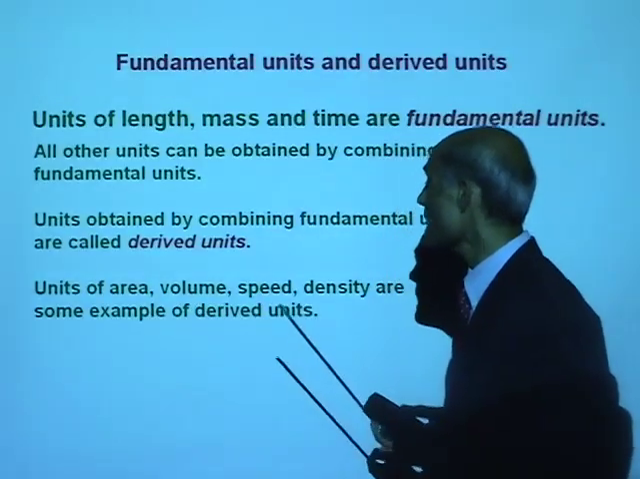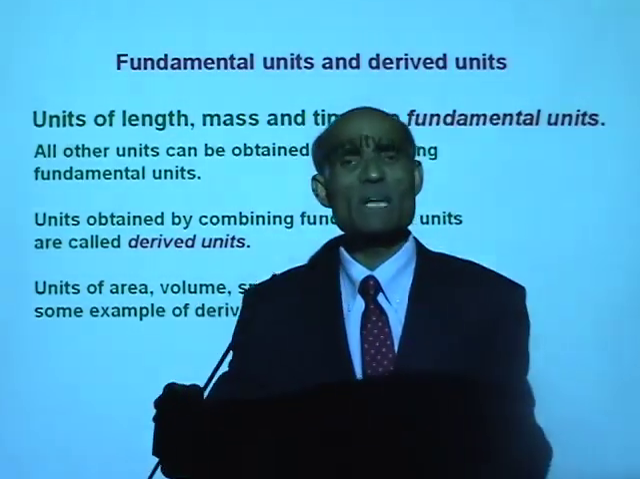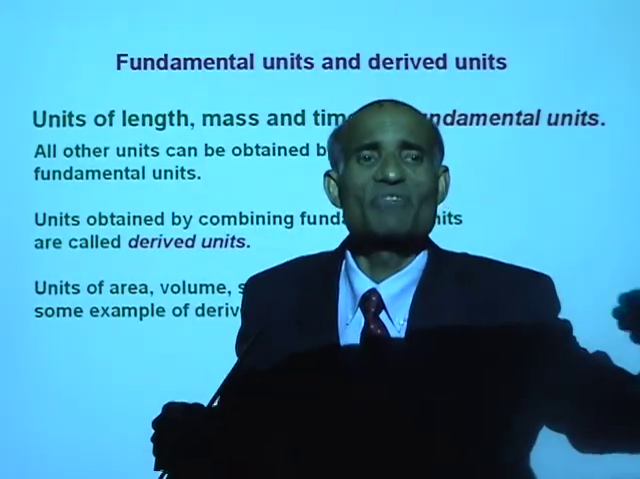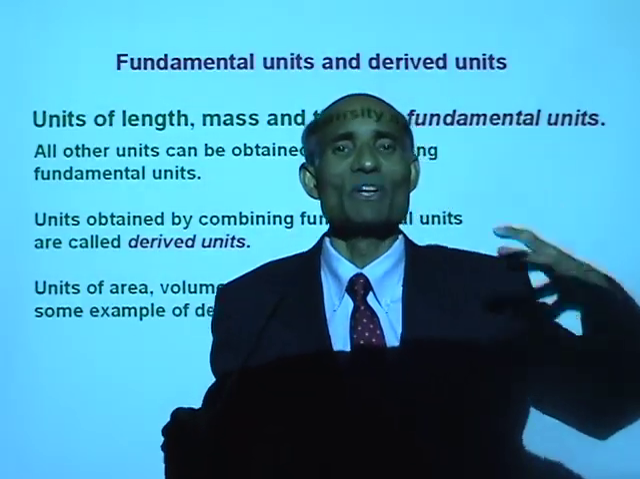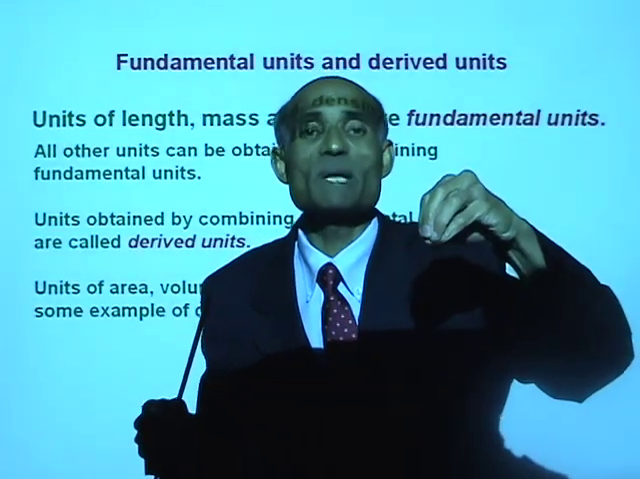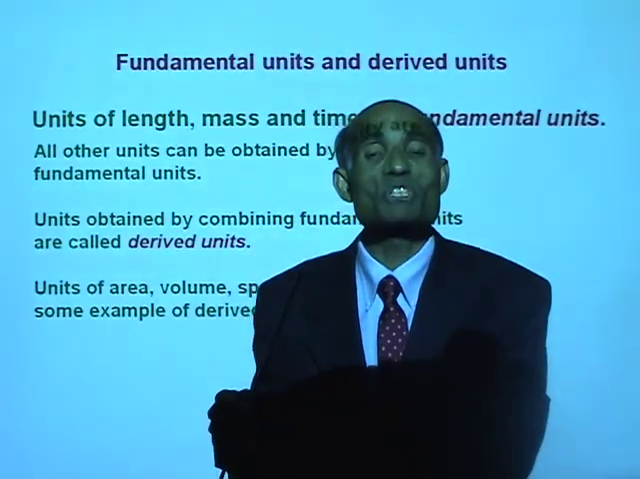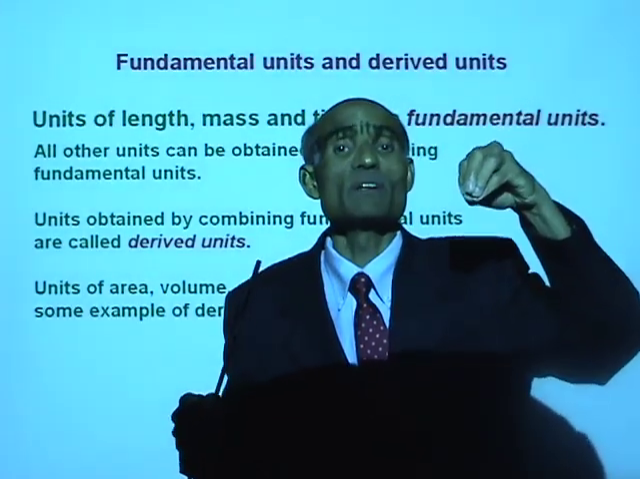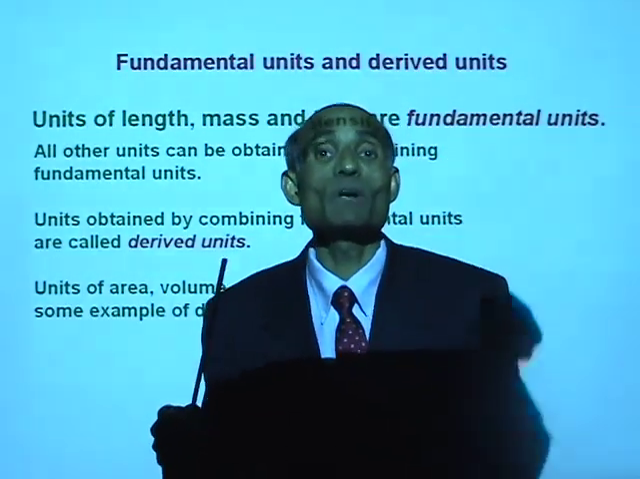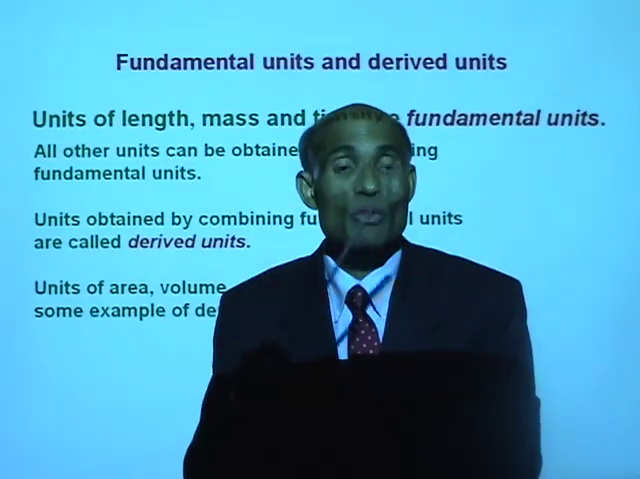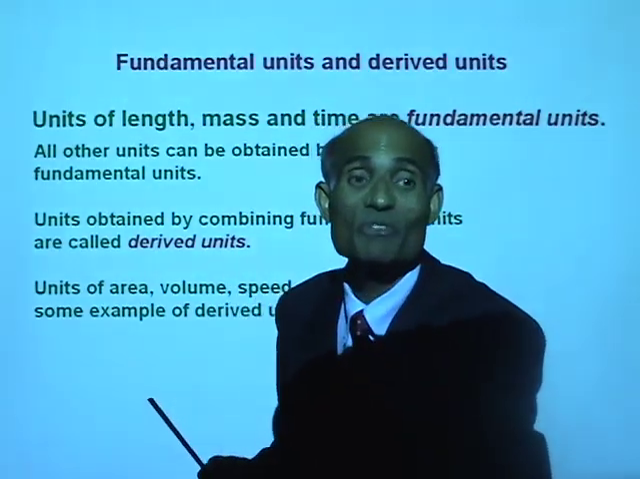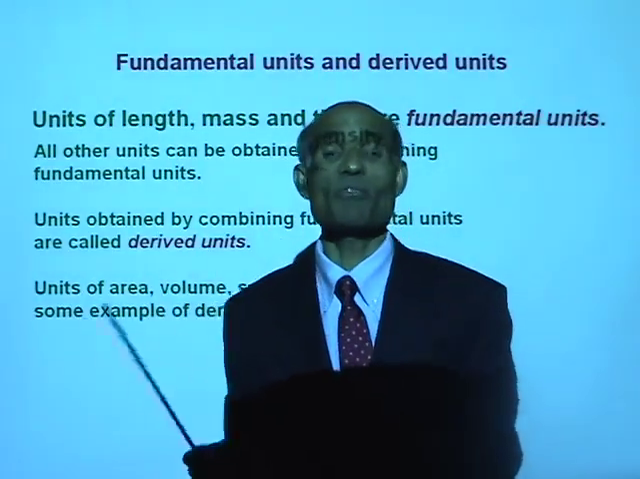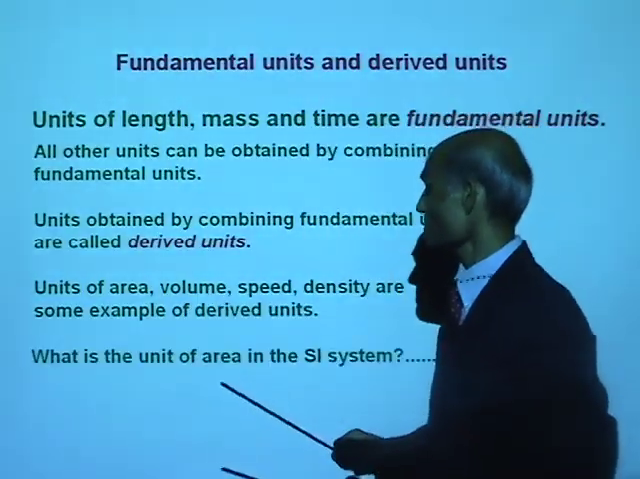Well, how about speed? How do you measure speed? Speed is distance divided by time. Distance is measured in meter, time is measured in seconds. So what is the unit of speed? We say meter per second. All these are derived units. In other words, they are obtained by combining fundamental units.